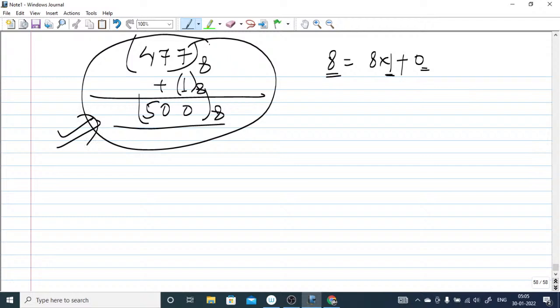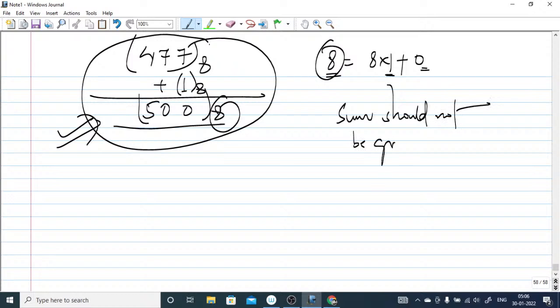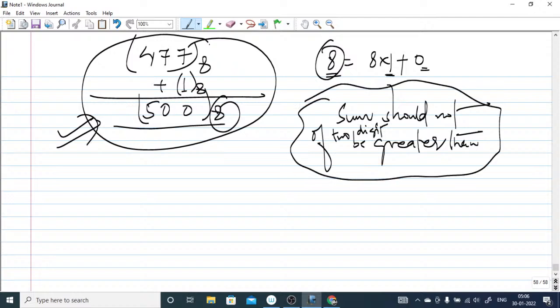This is how we add in the octal system, right? Please keep in mind how to add, because the sum of two digits should not be greater than the base. The sum should be less than the base, right?